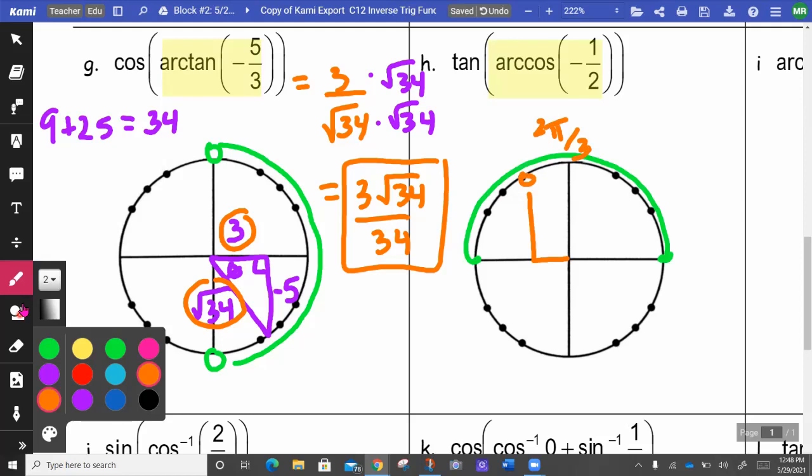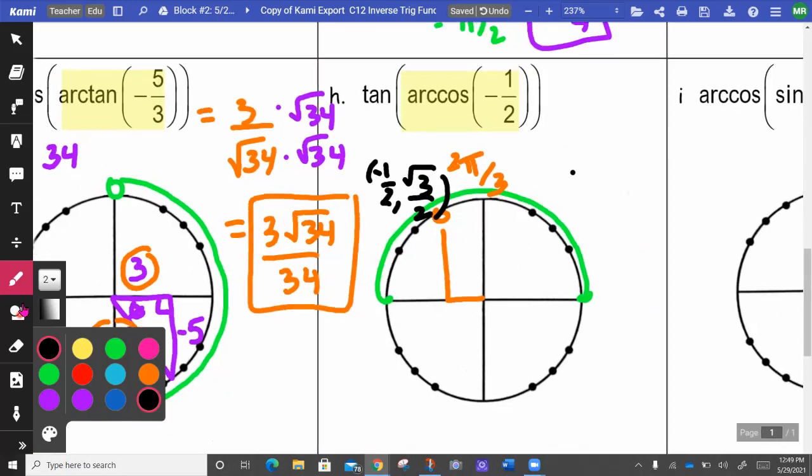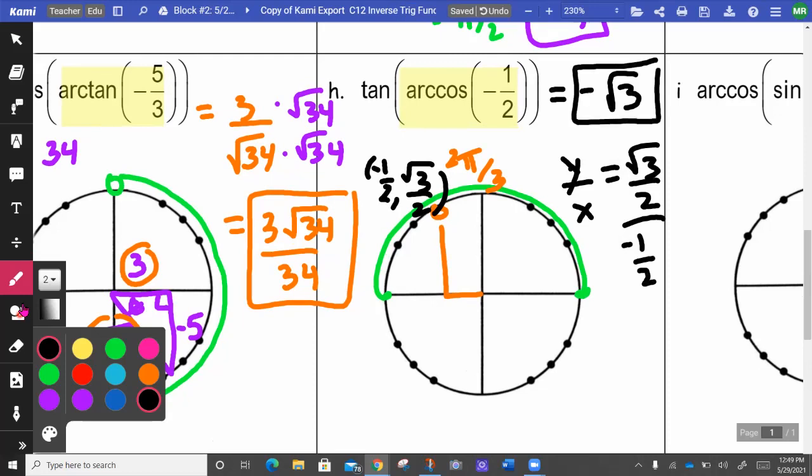And so this point, let me write it in black. Okay, this point is going to be short. So negative 1/2 because of where I am, comma root 3/2. So I want the tangent. So remember, tangent is y over x. So that's going to be root 3/2 over negative 1/2. We talked about this. That is going to end up giving us a negative root 3. And that's your answer.